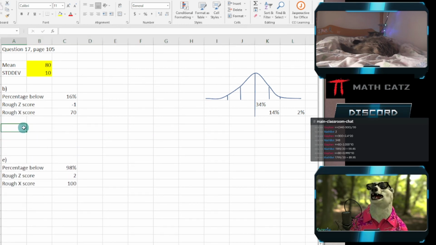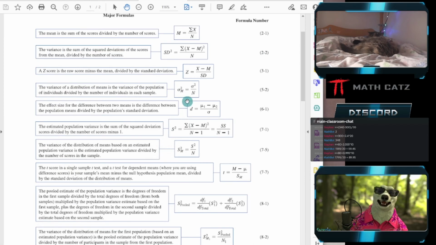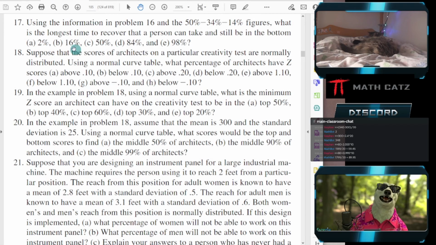All right, let's now give myself some space here. I want to calculate exactly what the raw score is. Well, I have the percentage, make that yellow. That's an input. They give me 16% is what I am looking for.